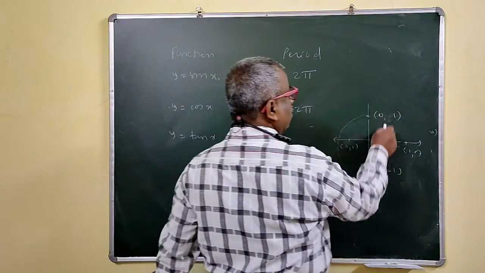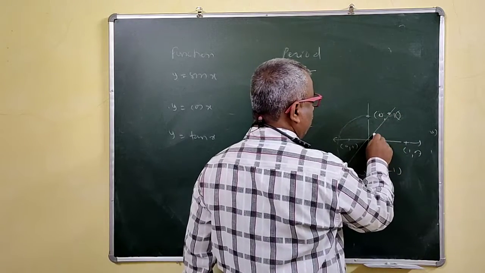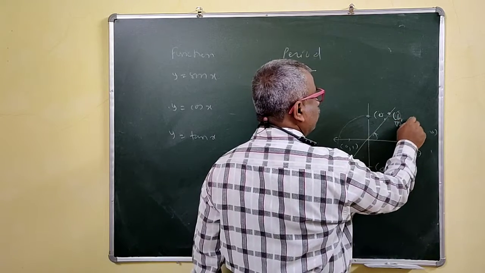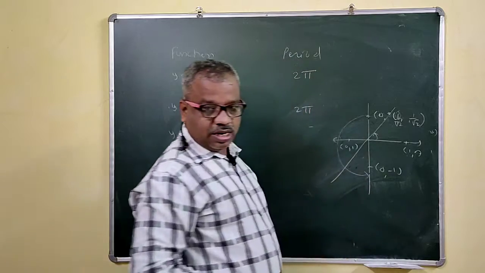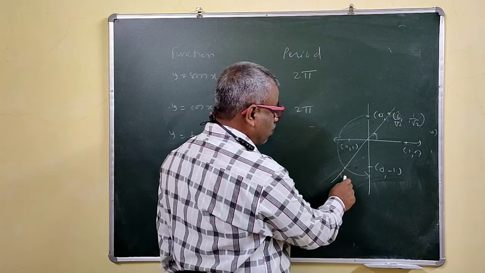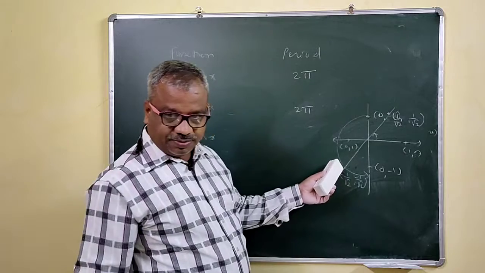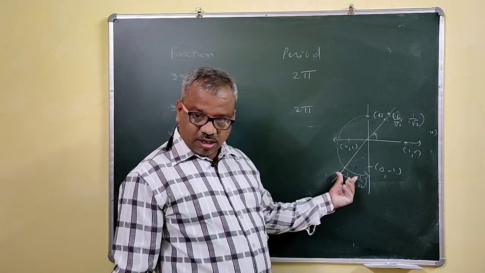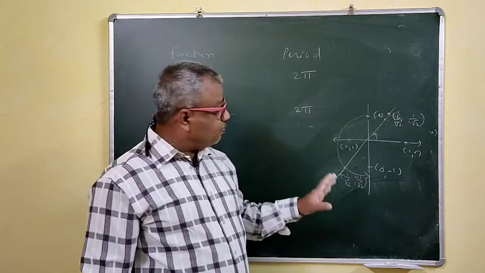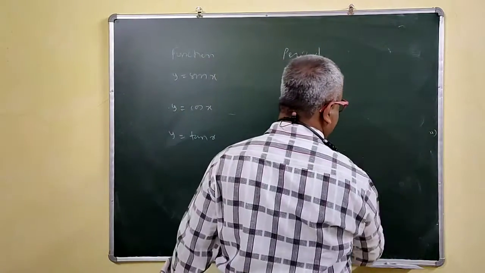Now suppose this point is at 45 degrees, where the point is 1 by root 2, 1 by root 2. After 135 will be here, and the point is minus 1 by root 2, minus 1 by root 2. Now see, your tan is 1 here, and here also tan is 1, after pi. That means the period of tan x will be pi.